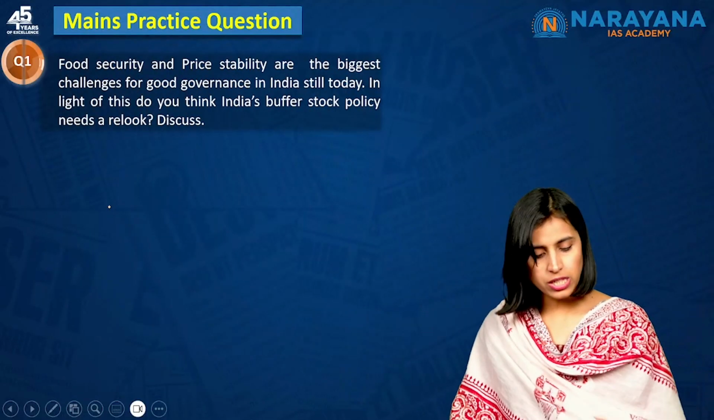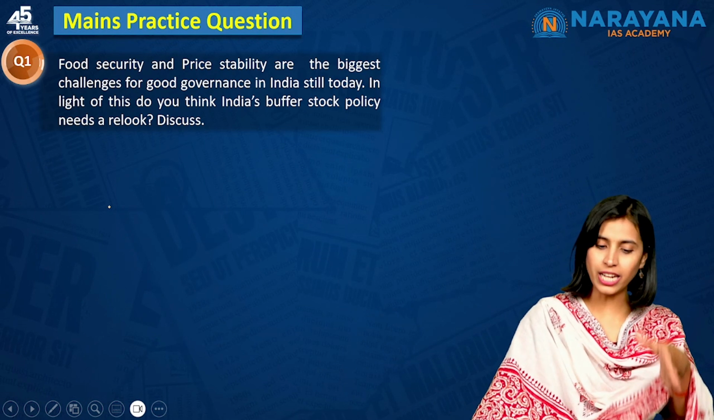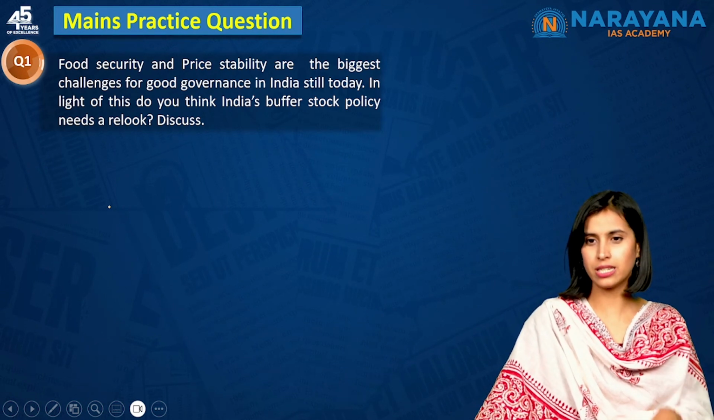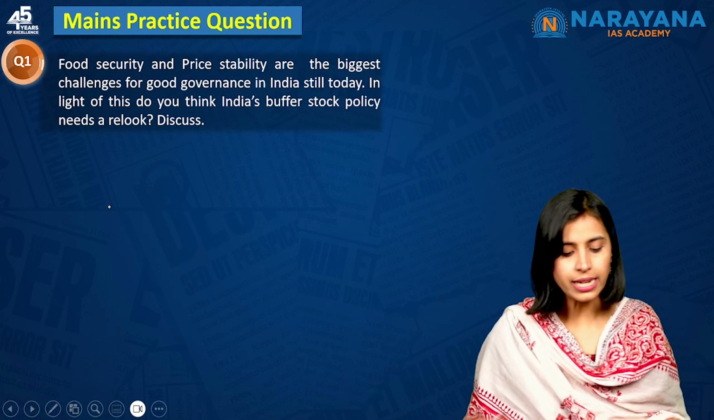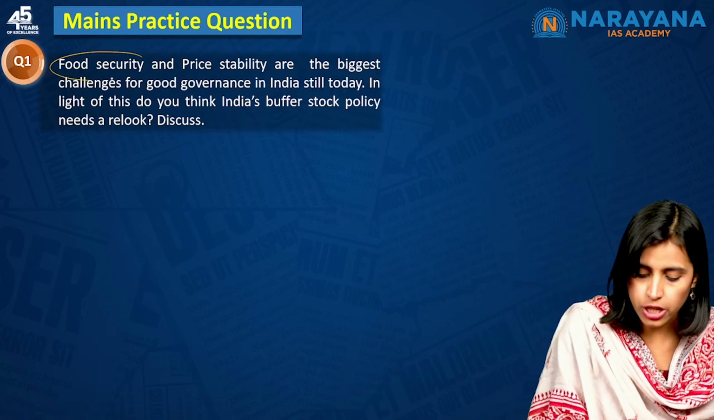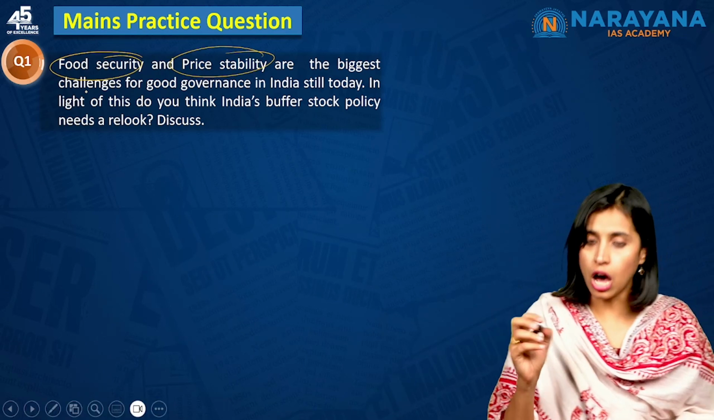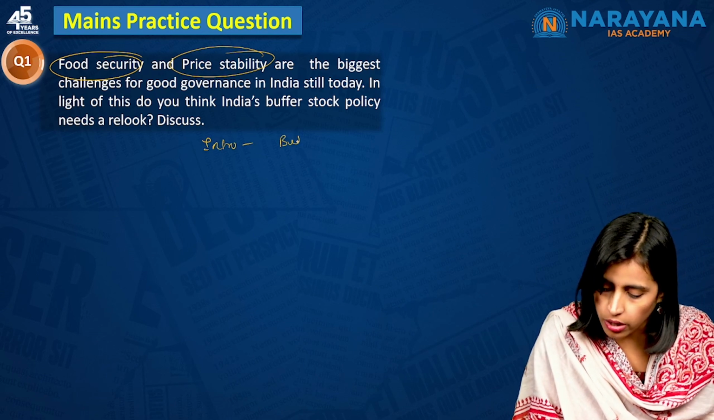Moving on to the main question. The question says that food security and price stability are the biggest challenges for good governance in India, still today, especially food governance. In light of this, do you think India's buffer policy needs a relook? So the question is on the buffer policy, in terms of food security and price stability. So you will start this question by introducing what is buffer stock.